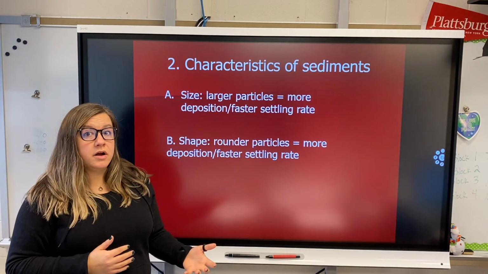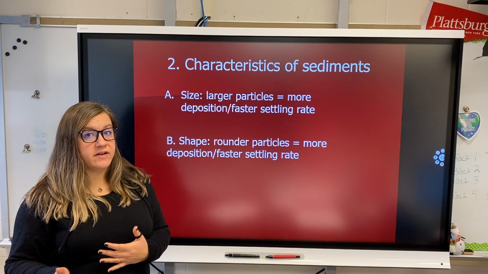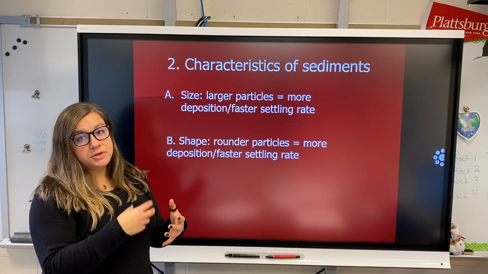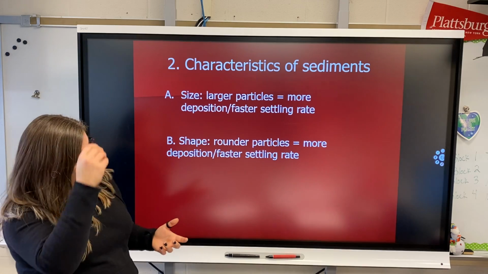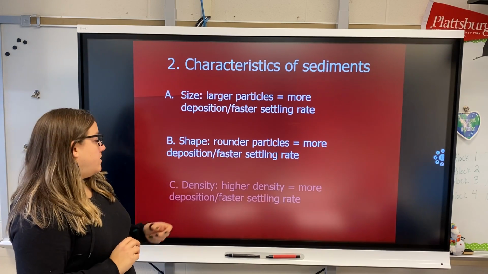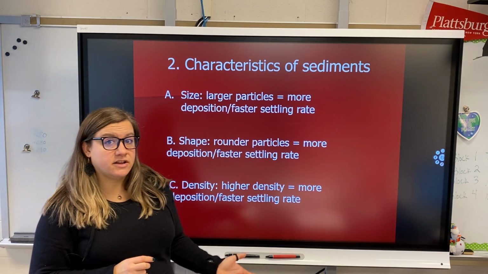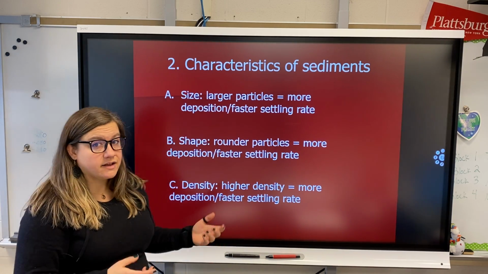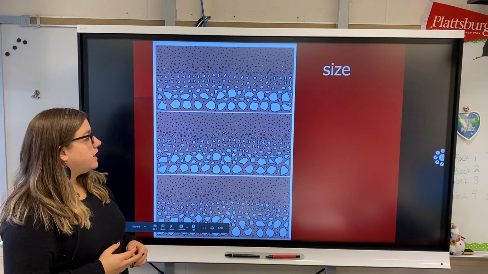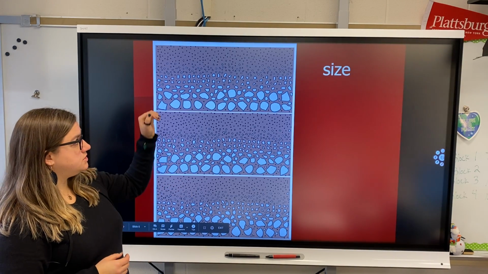The rounder the particles, that means that the farther they have traveled because they've had more time to get banged around and to get weathered more. And the fact that their density, if they have a higher density, then they're going to drop down faster because they technically will weigh more. Okay, so these are different depositional happenings.